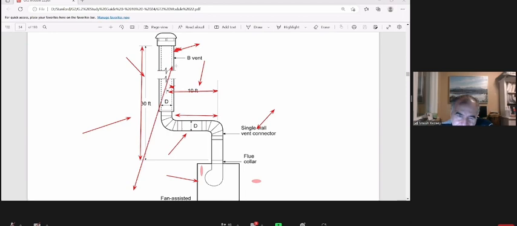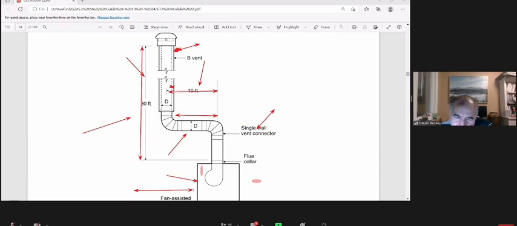So it is a single appliance, fan assisted, single wall connector to B-vent, height 30, lateral 10. And we need to have the capacity of fan assisted. Find the diameter of this vent, D, the diameter of the vent.